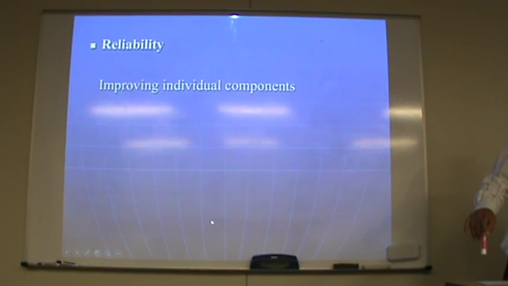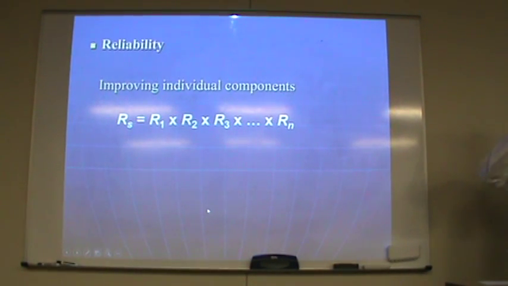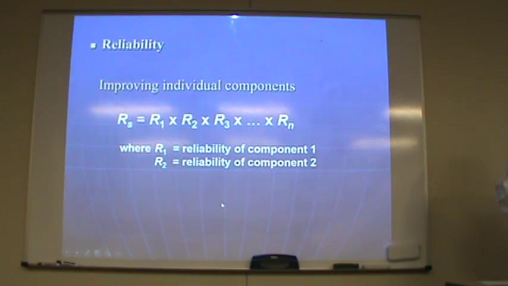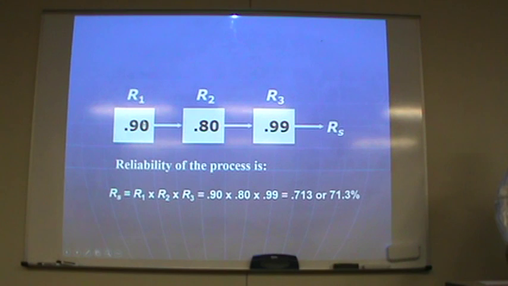Okay, reliability. Improving individual components, then the total system reliability improves. Reliability is a kind of multiplication. Individual reliability is 90%, 80%, 99%. Then the system reliability is only 71.3%. It's multiplication. So to improve system reliability, we need to improve individual reliability.